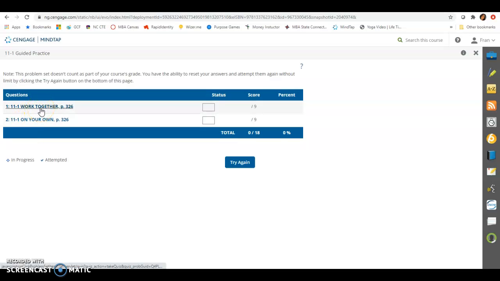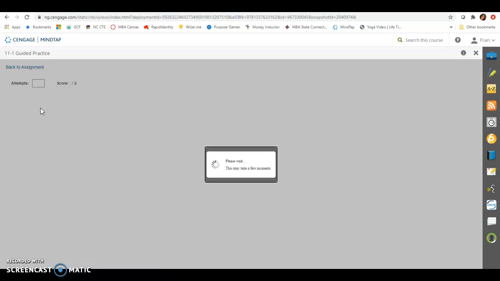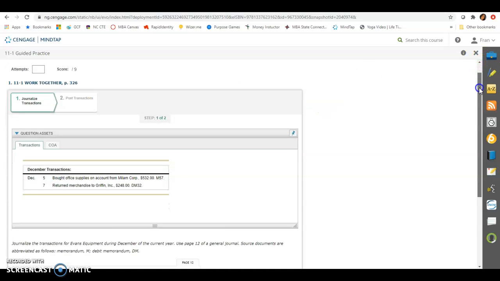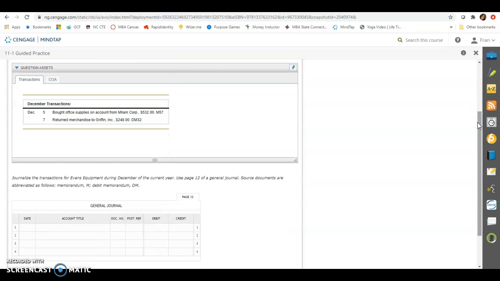All right, let's do work together 11-1. With this, we're going to be looking at things that don't go in either the sales journal, the purchases journal, the cash receipts journal, or the cash payments journal. There are just some oddball things that don't belong in any of those journals, so they'll just have to go in the general journal.